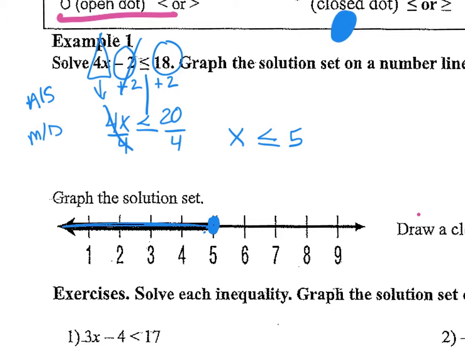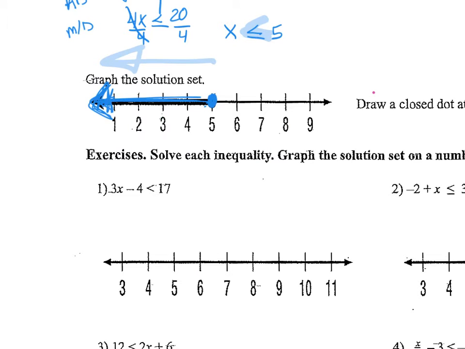And shade your number line in. Shade all of the numbers that are less than 5. If you get confused, look at your sign and that'll tell you which direction. So to the left.